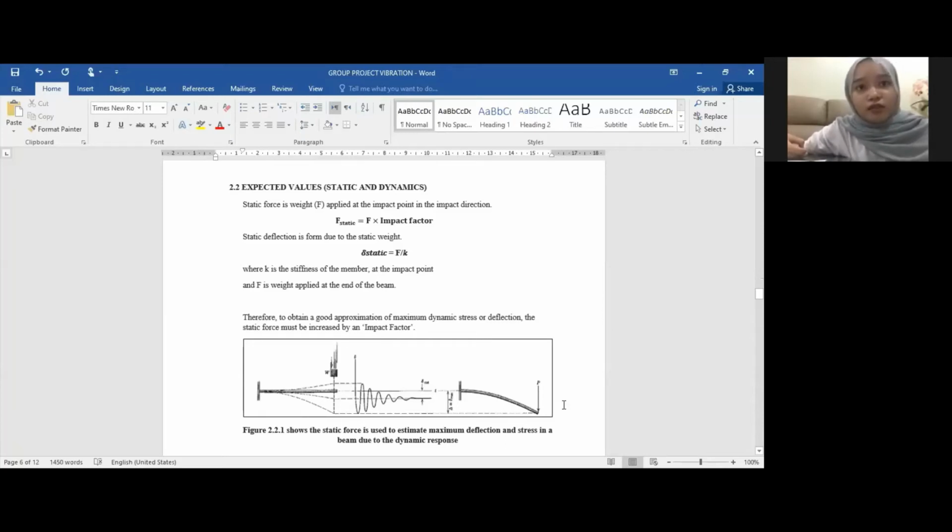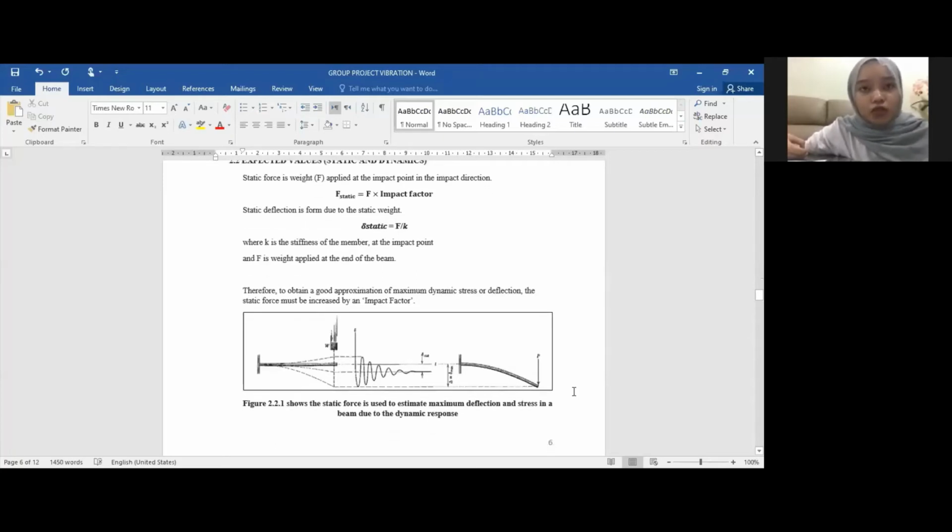Like we can see in figure 2.21, the amplitude is changing. So the static deflection is formed due to the static weight. So we have the static deflection, which is F equal to K.